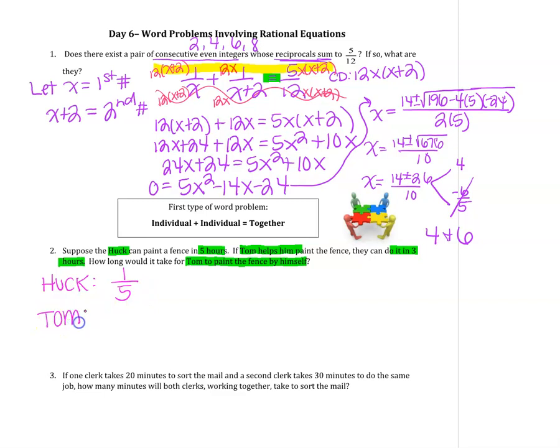Tom is what I'm solving for. I don't know by himself, so let's call him 1/x. But their effort together was 3 hours. Okay, so it's always one job over however much time it would take. So in this case, hours. Now, it makes sense that Huck plus Tom equals together, right? So we're going to do 1/5 plus 1/x equals 1/3.